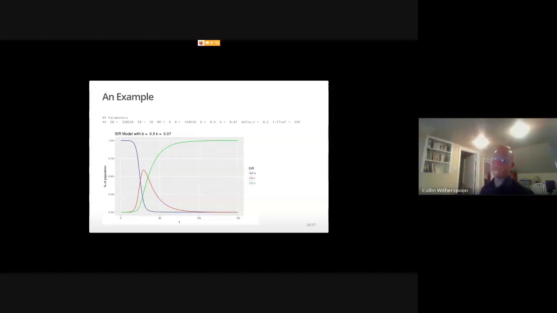Now, the thing to keep in mind about recovery as a compartment and as a general idea in a SIR model is that recovery is two things in reality. It is you actually recovered or you died. Both are included in that in a basic SIR model. So that's that.